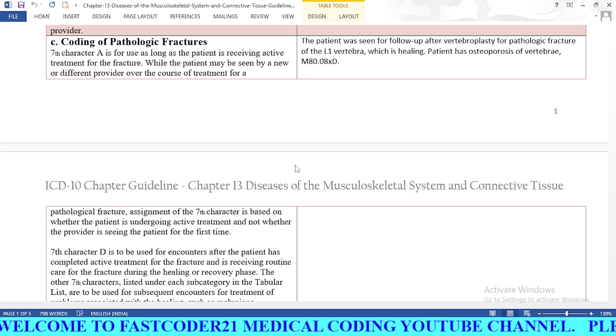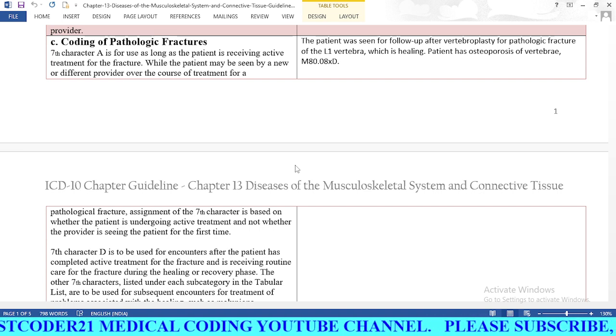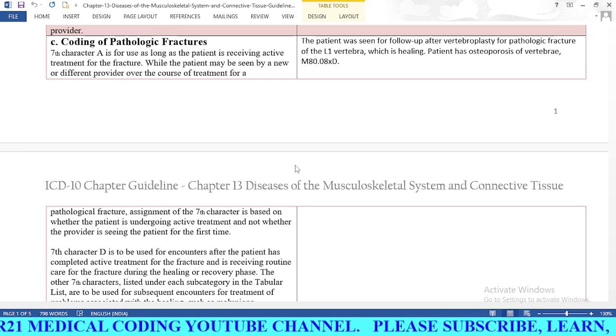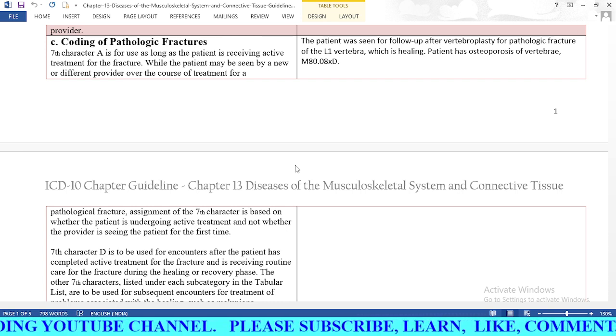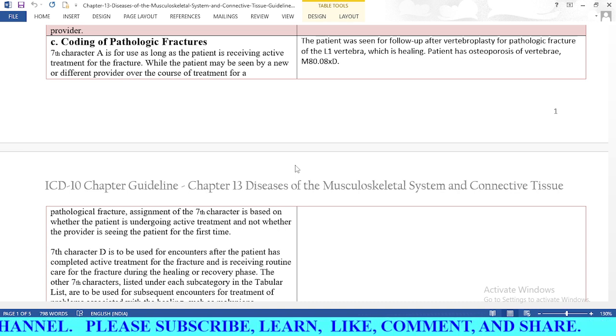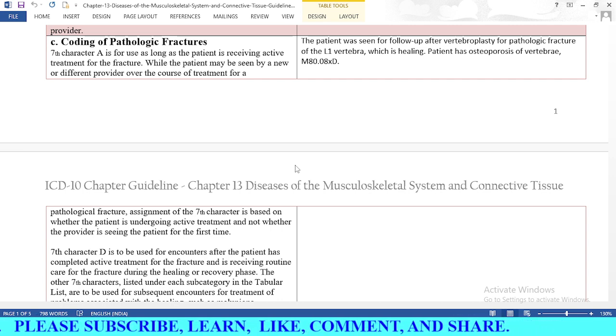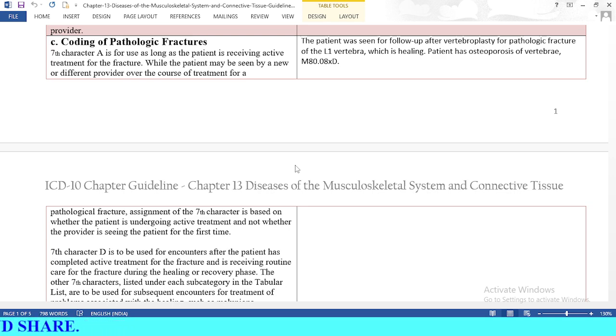So whenever we have documentation in order to code a pathologic fracture, we need to code whether the patient is undergoing active treatment or subsequent treatment. Active treatment means the patient is undergoing the treatment for the first time. So it is not healed, he is undergoing the treatment. Active treatment does not depend on whether the physician is seeing the patient for the first time or second time. Even though the patient has the active condition, if a different physician sees the patient, we need to code it as an active condition, not a subsequent condition.